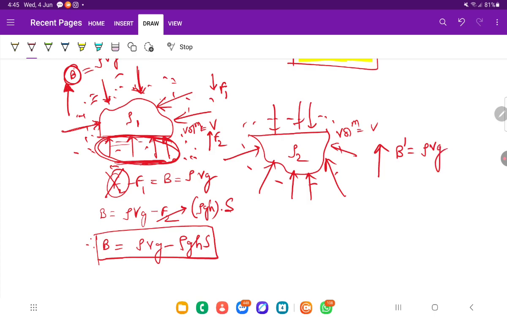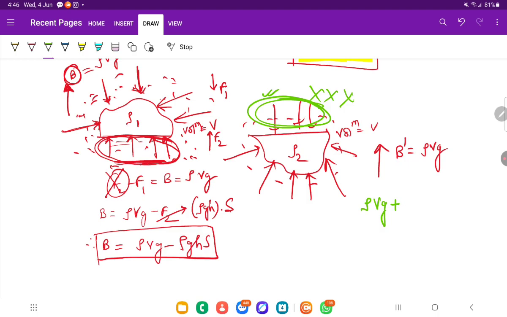But as these forces are absent, the buoyancy force will increase, because these downward forces were counterbalancing buoyancy. If we remove these forces, it will enhance the magnitude of the buoyancy force. So the new buoyancy force will be nothing but rho Vg plus the forces that we have removed. Imagine that we have removed these forces.